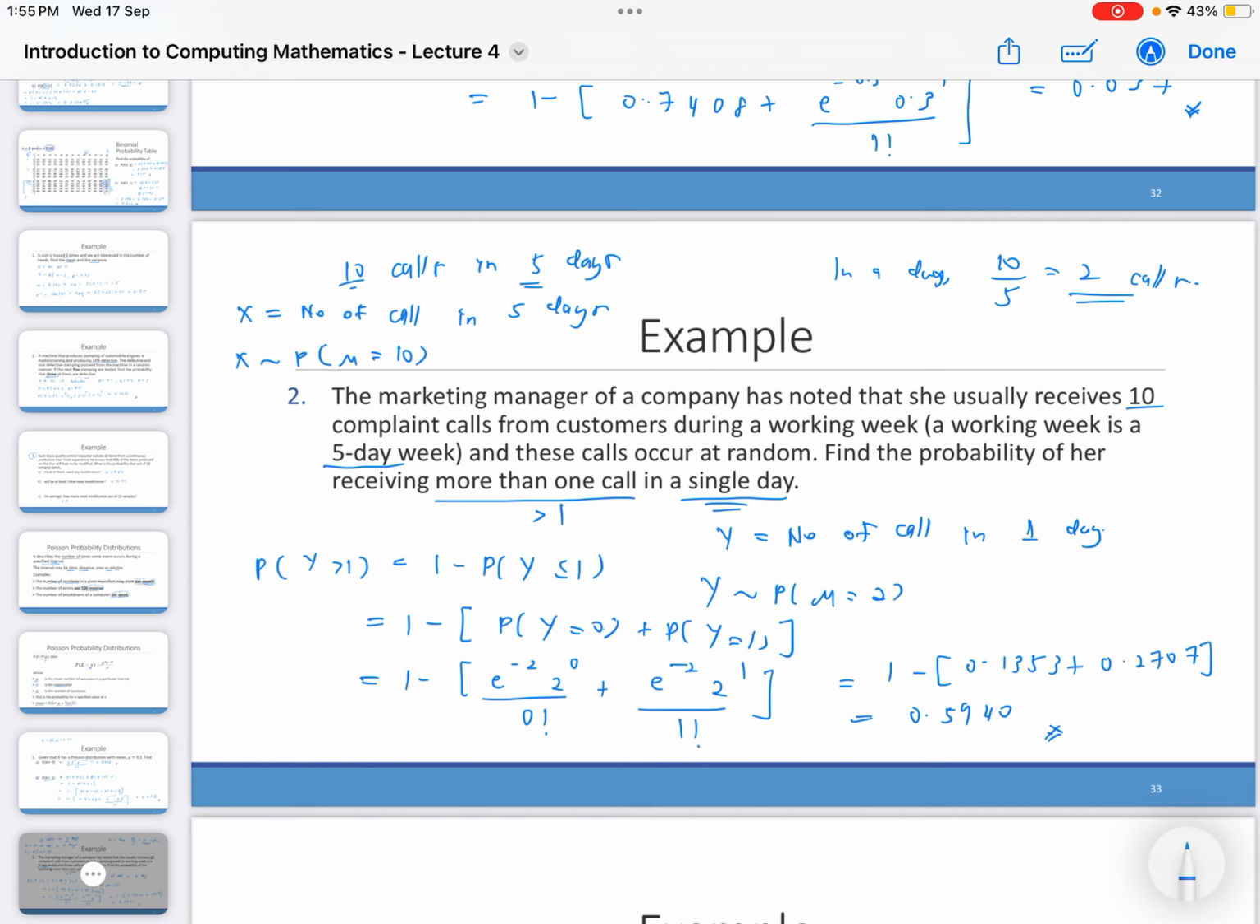Okay, for Poisson, the interval is really important. Remember, if in 5 days the average is 10, that's why we have X. But right now, we want to calculate the probability of receiving more than 1 call in a single day. That's why instead of X, we define a new random variable Y, the number of calls in a day. Now the average is 2 because 10 divided by 5 days. So remember, the interval is very important for the Poisson distribution.